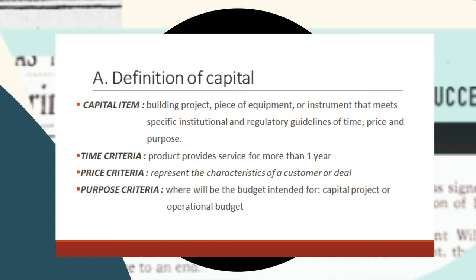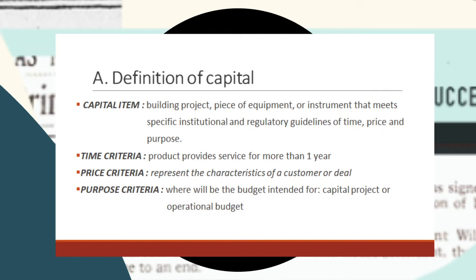And usually, the time frame is 1 year or within a year, while the time criteria is met if a product provides service for more than 1 year. Price criteria represents the characteristics of a customer or a deal. An example of this is a new heating block costing 500,000 pesos that would meet the other 2 criteria for capital items, but because of the low cost and the paperwork requirements, it would probably be handled as a supply expense for the year of purchase.